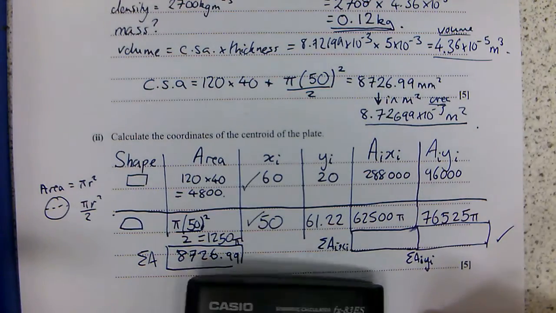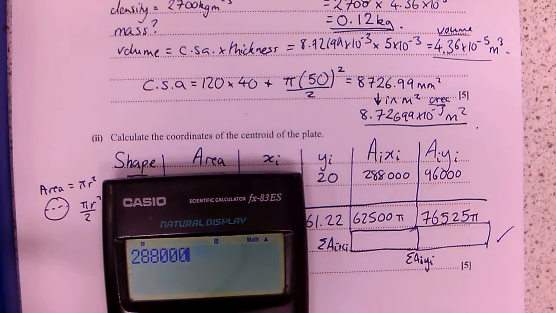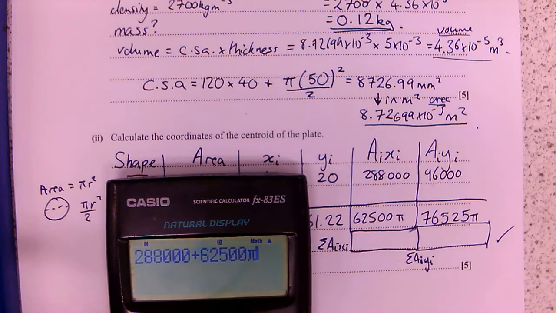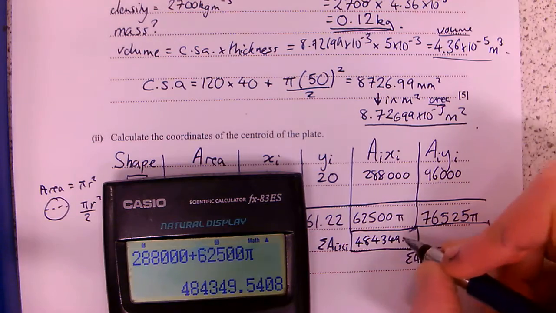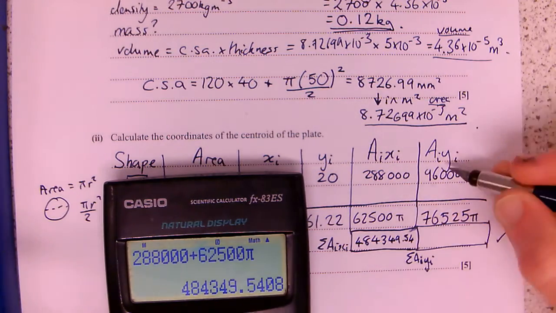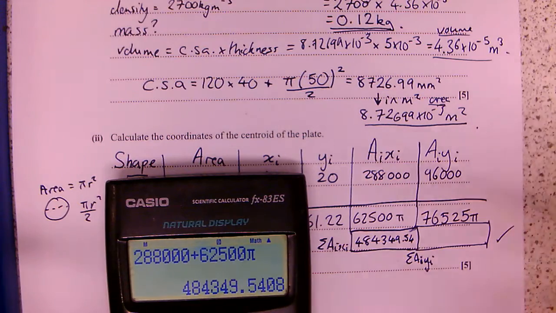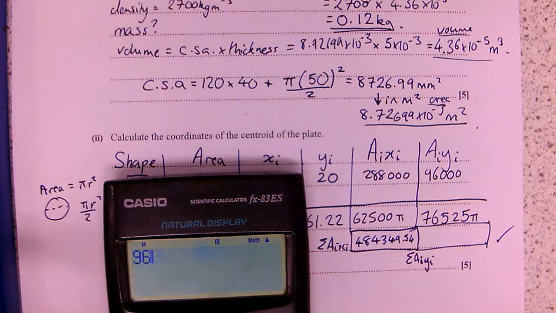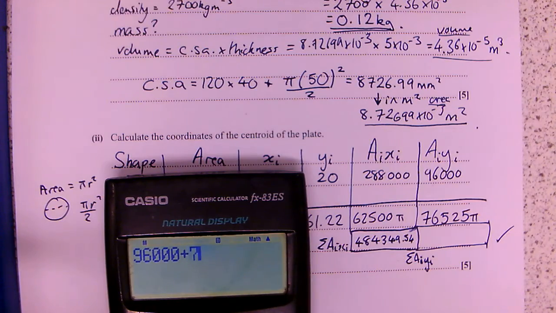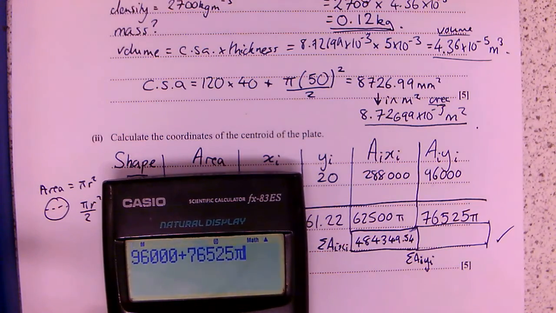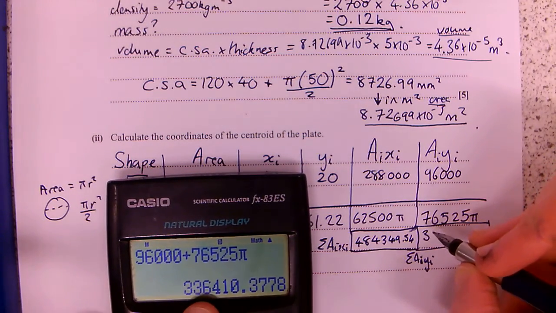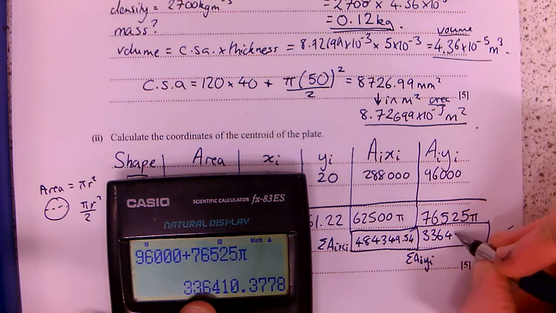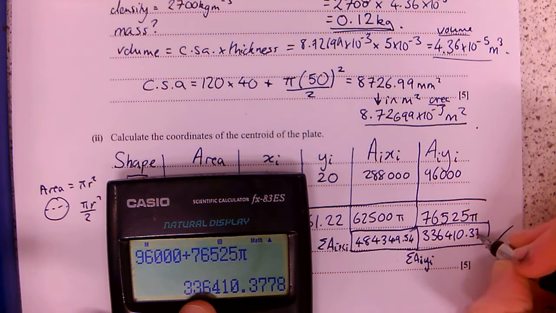Here we find it is 484,349.54. Then our total Ai xi's is going to be 96,000 plus 76525 times pi, which is 336,410.378.